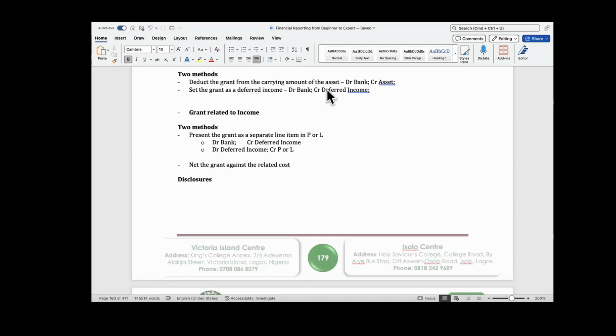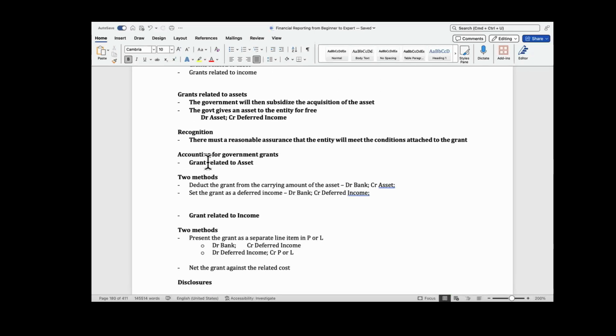Okay, so we are looking at some examples under grants related to assets. A grant related to assets is, for example, where the government says that if you buy a tractor for farming that you are going to use for farming, then we are going to subsidize or give you back 20% of the cost of that money. So that could be a grant related to assets.